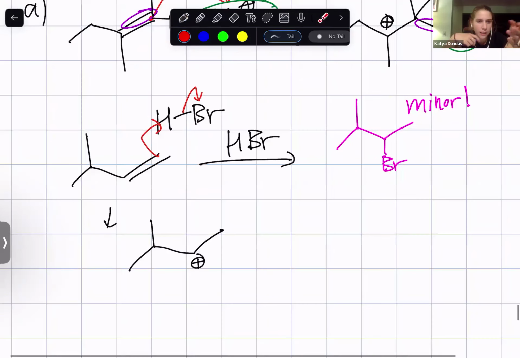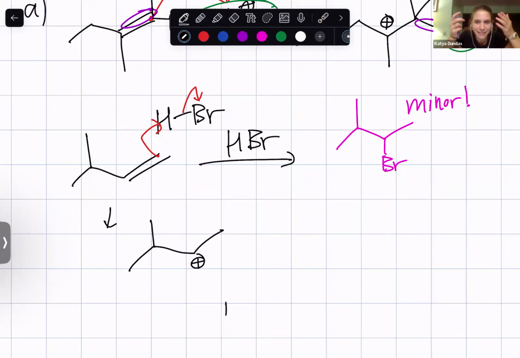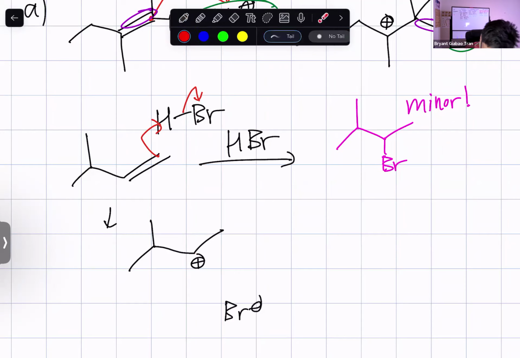And then the negative would attack the positive, right? Br minus will float around, but before that, we've got to look out for something. We've got to look out for a hydride shift. And then that would switch over, right? But then we can't do this arrow. What's the problem with that arrow? It has a hydrogen already, and it's full. It's sp3.